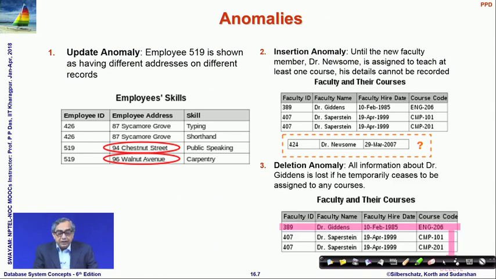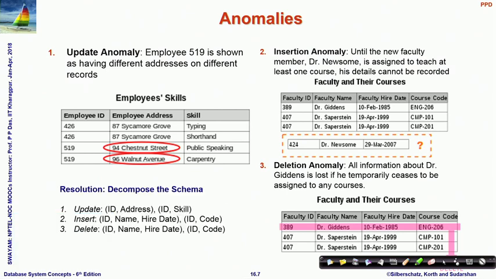Similarly, I could have a deletion anomaly in the same table. We are showing in the table the first highlighted row, for faculty ID 389. If that faculty stops taking any course for the time being, the association between 389 and the corresponding course code will be removed, and once you remove that, you remove this whole record. In the process, you lose the whole of the faculty information: the ID, name and hire date. So, these are difficulties in these relational schemas that lead to a whole lot of problems.